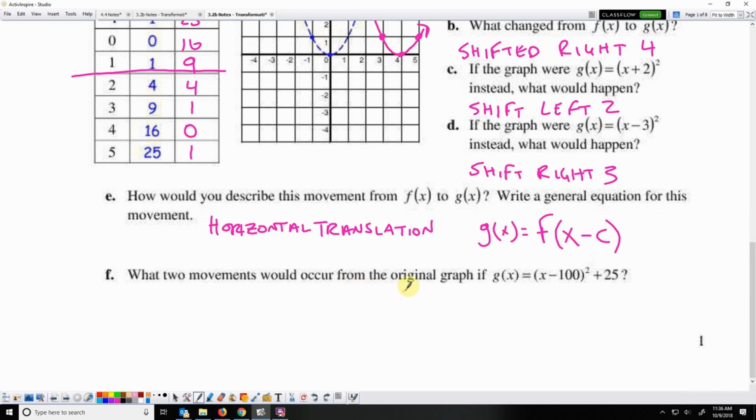What two movements would occur from the original graph if we've got this function? X minus 100 squared plus 25. So that minus 100 inside of that function means it's going to move right 100. And that plus 25 outside of the function means it is going to shift up 25.